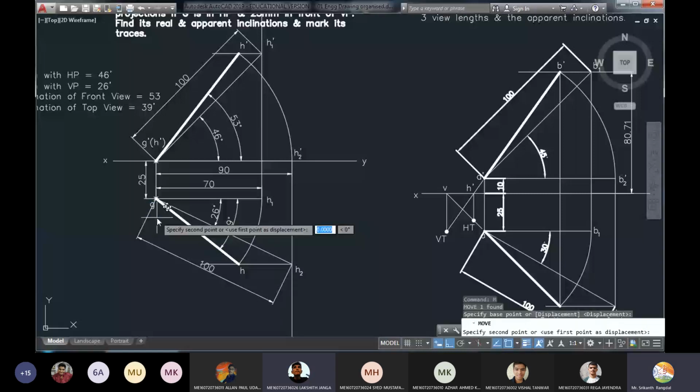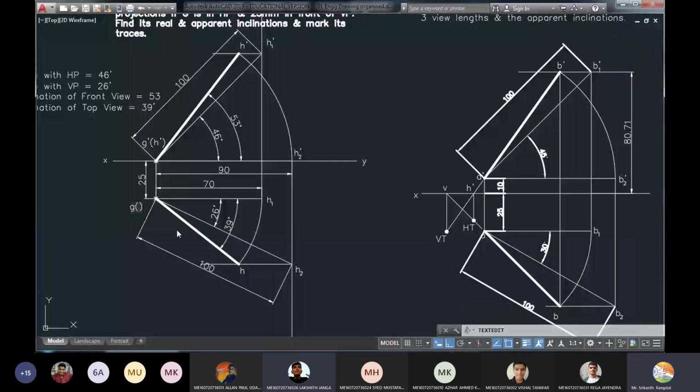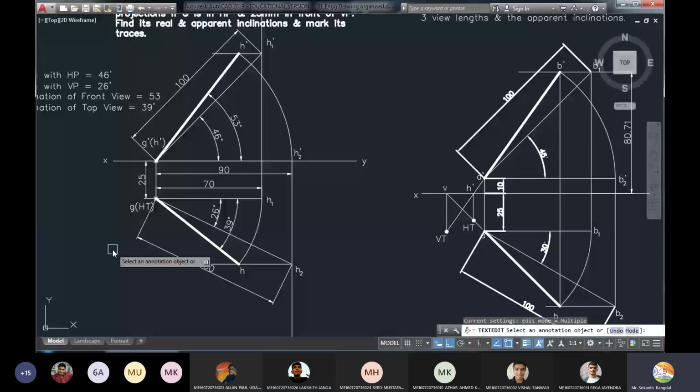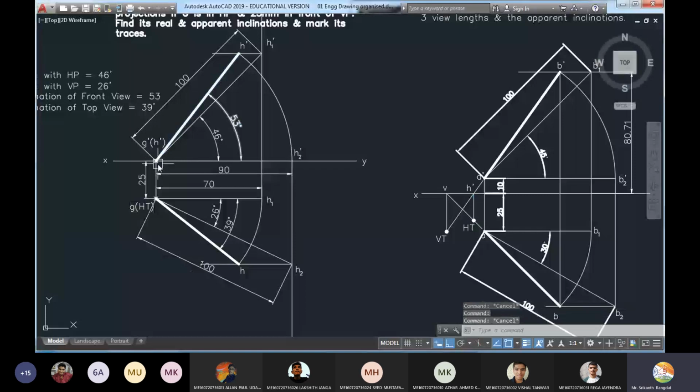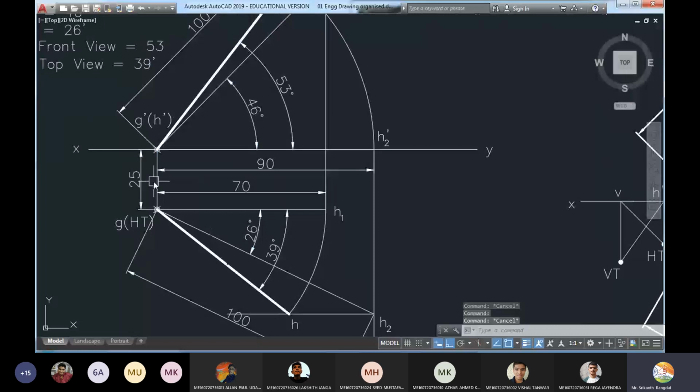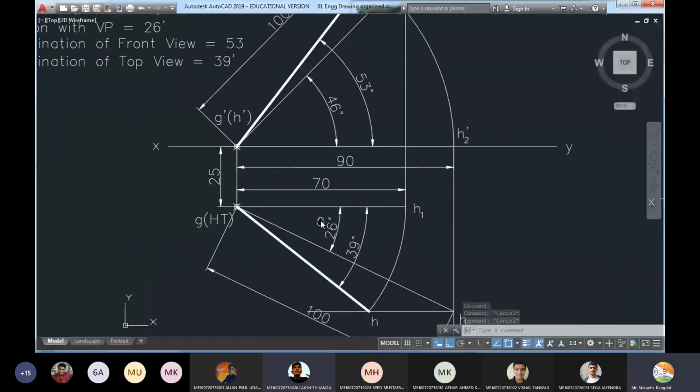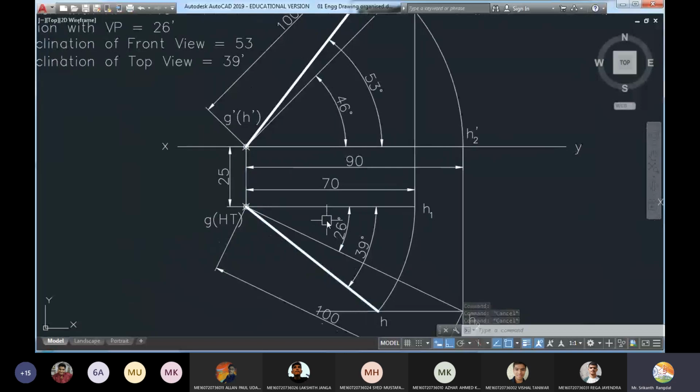Extend GH on the XY line. So you see H dash and HT both are on the same vertical line. Because HT is here at the same place as G dash, from here if we draw a vertical line, that will meet G. So HT will be overlapping with G only. Correct? Am I correct? Yes, sir.